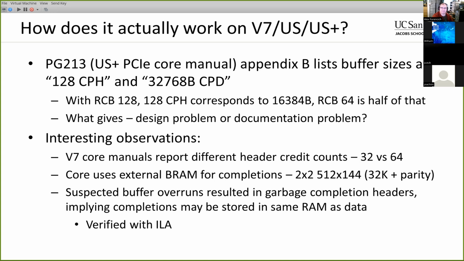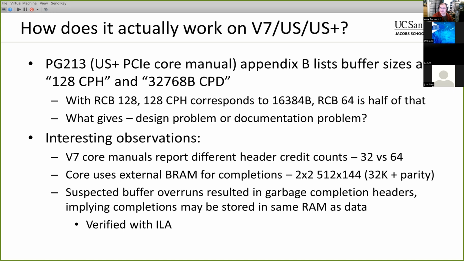And if you run the numbers with RCB 128, having 128 header credits only gives you 16,384 bytes worth of data to play with. So you can only use half of the data buffer if you have only 128 headers to play around with. If RCB 64, that's 8K of data. So that ends up significantly limiting the throughput.